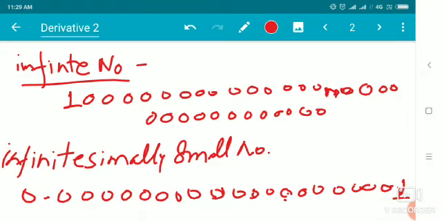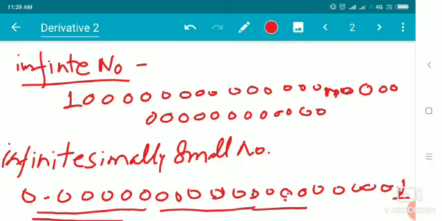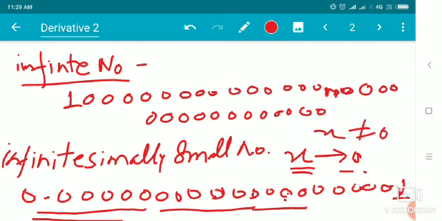So it means an infinitesimally small number cannot be written on a piece of paper. Suppose x is the smallest number, it tends to 0. It tends to 0, but it is not equal to 0.